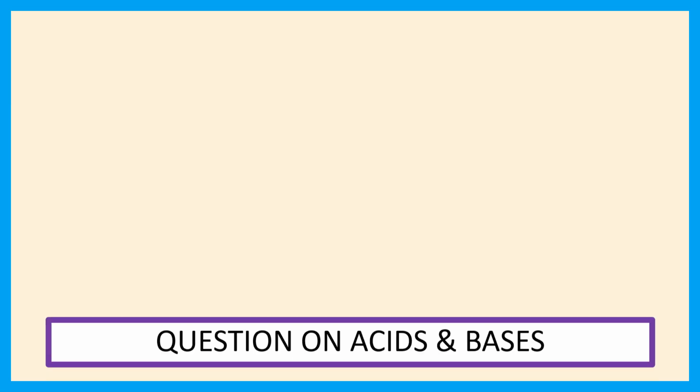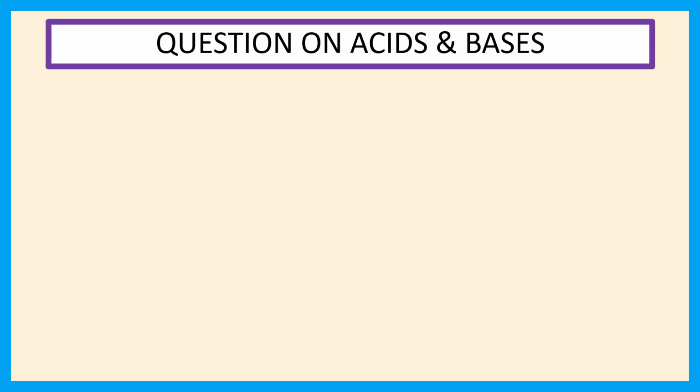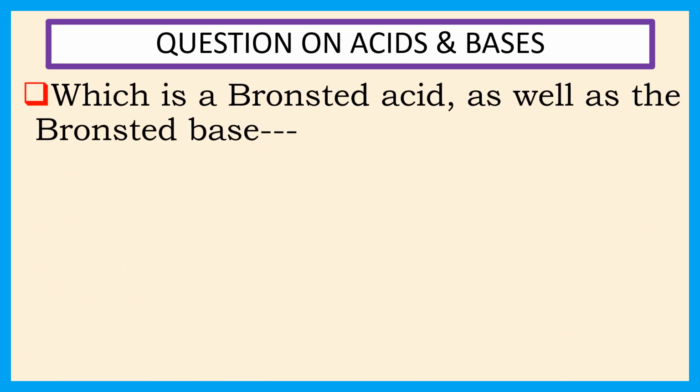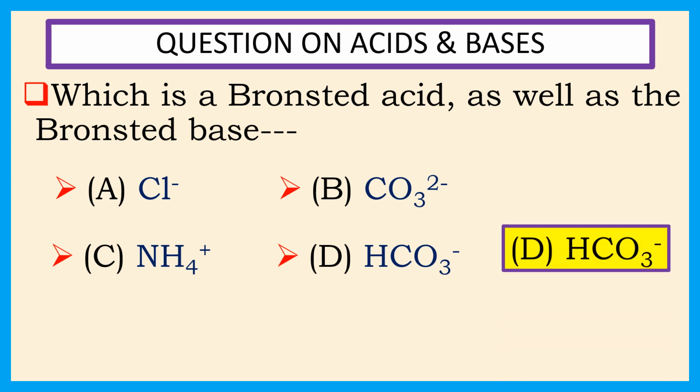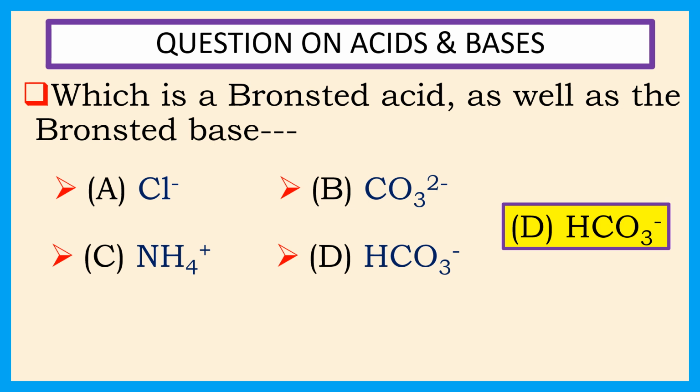Welcome everyone. Question on acids and bases. Which is a Bronsted acid as well as the Bronsted base? Choices are A. Cl minus, B. CO3 2 minus, C. NH4 plus, D. HCO3 minus. Answer is D. HCO3 minus. Explanation we will see in the next slide.